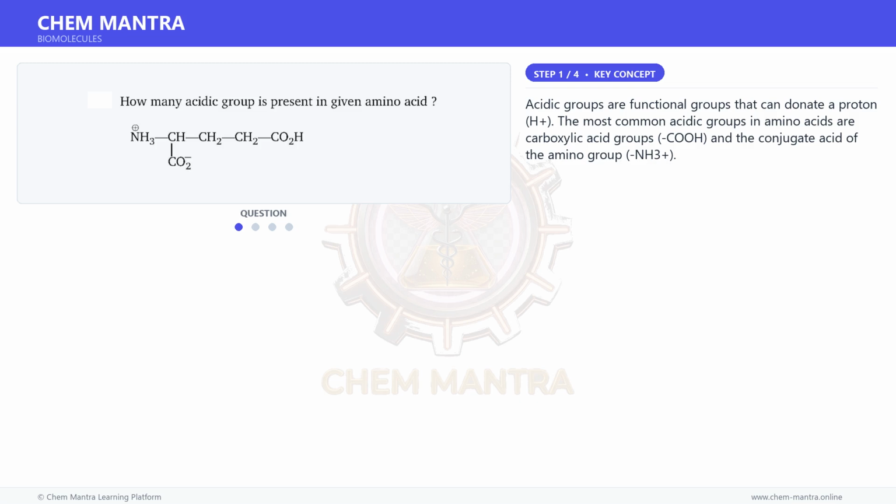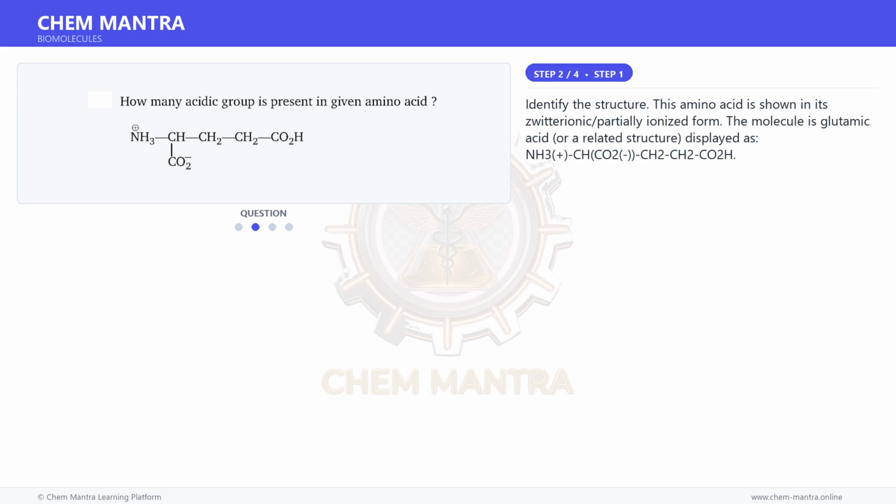Acidic groups are functional groups that can donate a proton, H+. The most common acidic groups in amino acids are carboxylic acid groups, -COOH, and the conjugate acid of the amino group, NH3+. Moving on to the next step.